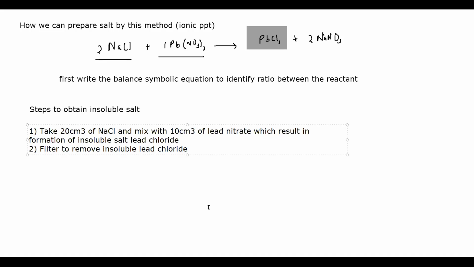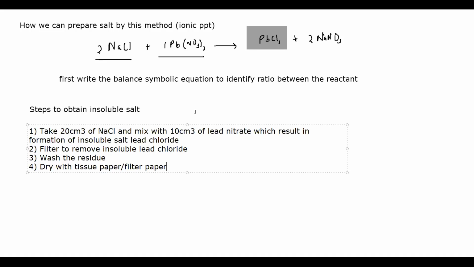So filter to remove the lead chloride. When we filter to remove lead chloride, this will be a residue for us. Then what we can do, we can wash the residue. Residue is the salt which is left on the filter paper, and then dry with tissue paper, or you can mention filter paper.